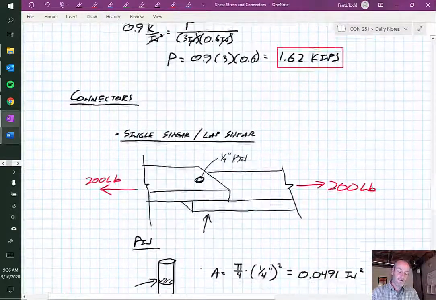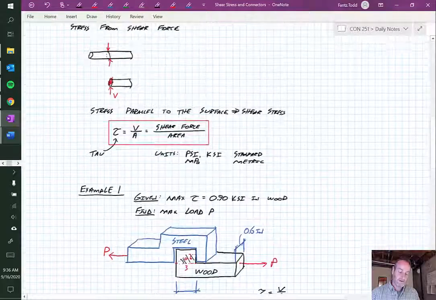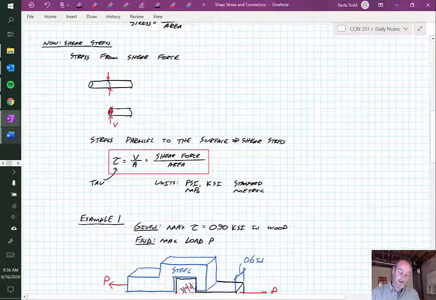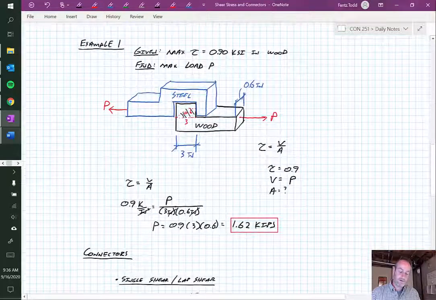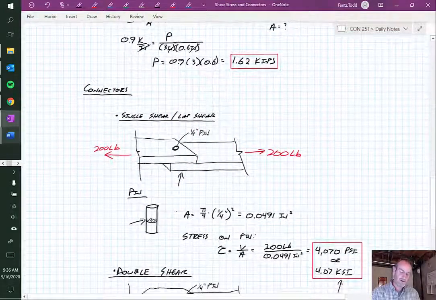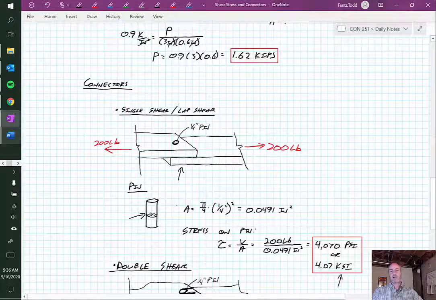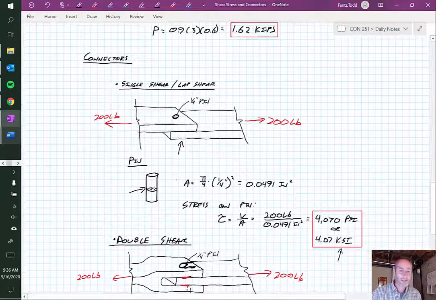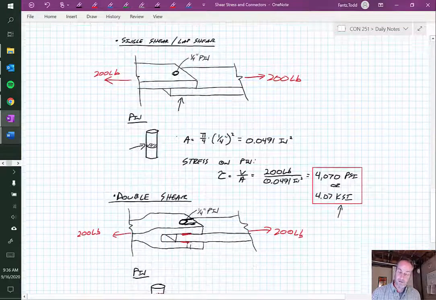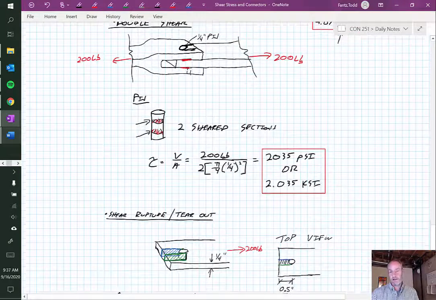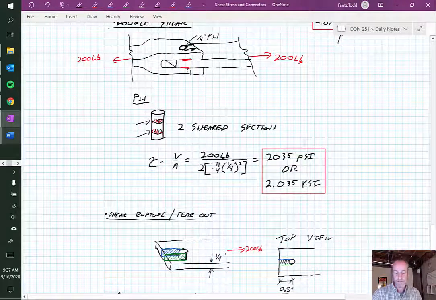So once again, what we talked about today was this idea of shear stress, which is a shear force over area, and it's just a matter of figuring out your forces and your areas. And then with connectors, we could have a lap shear, where you have a single shearing plane, otherwise known as single shear, versus double shear, where you have 2 shear planes, and shear rupture or tear out, where I have the block of material coming out with it. Typically that's 2 shear planes as well.